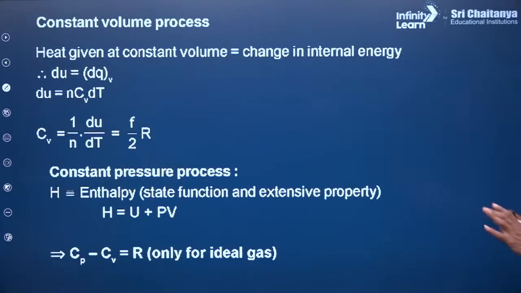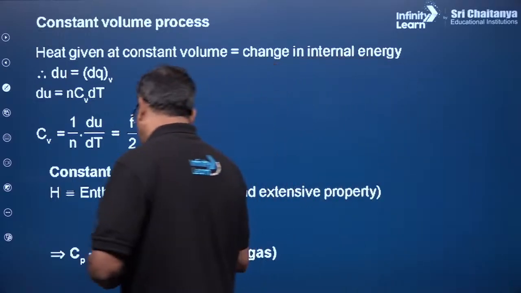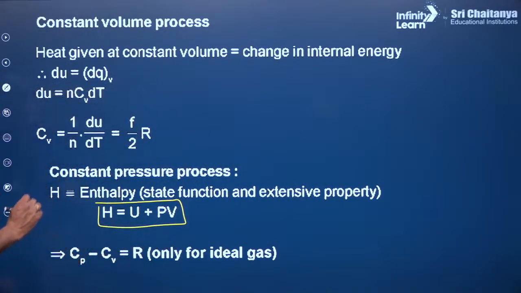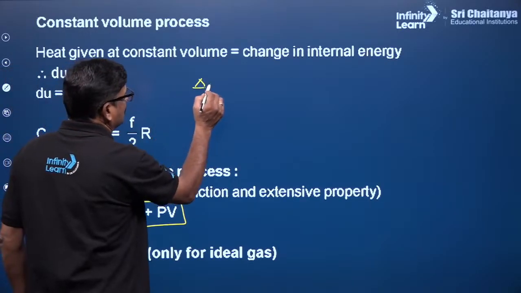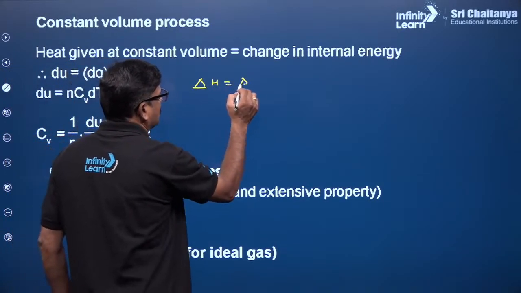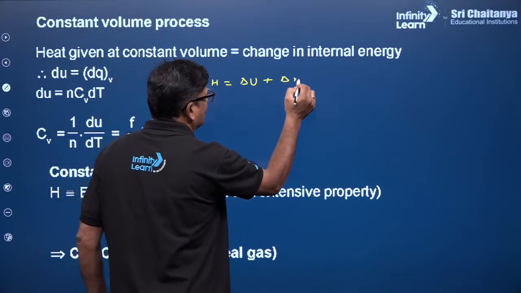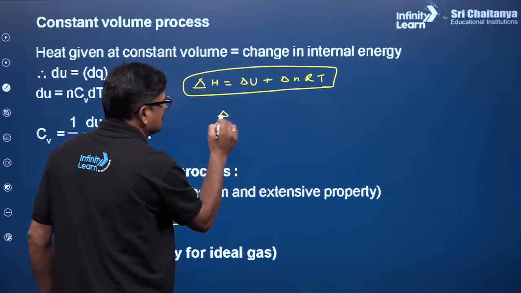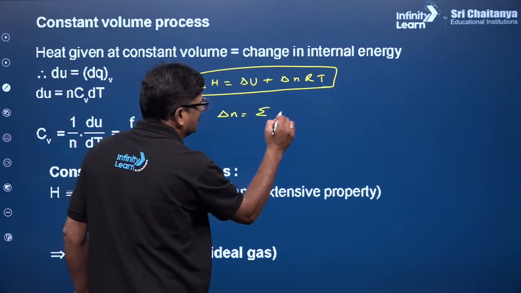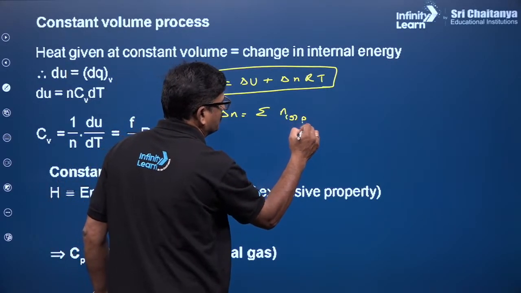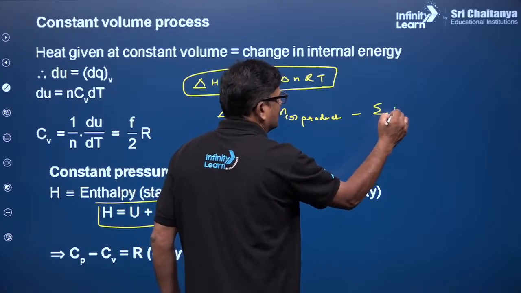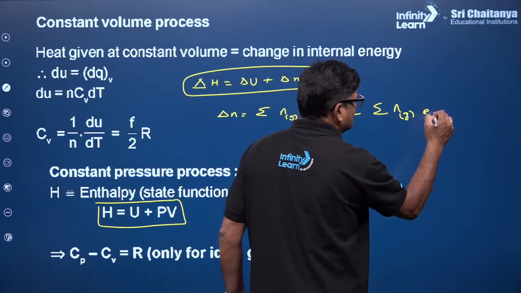And you see here, for constant pressure process, delta H is equal to delta U plus P delta V. You can say that delta H is equal to delta U plus delta n RT. Okay, so this is very, very important. Delta n is equal to the sum of the number of gaseous moles of the products minus the sum of the number of moles of gaseous reactants.